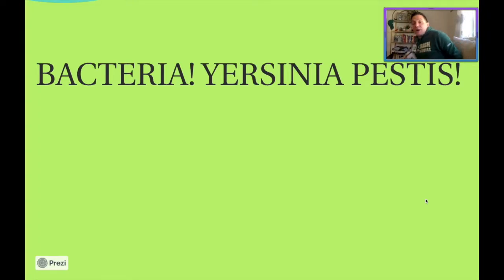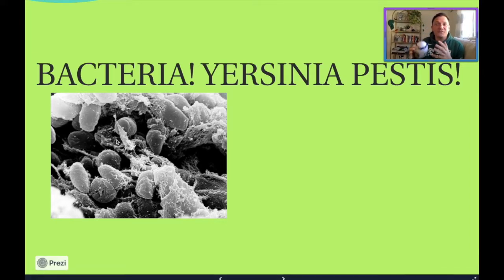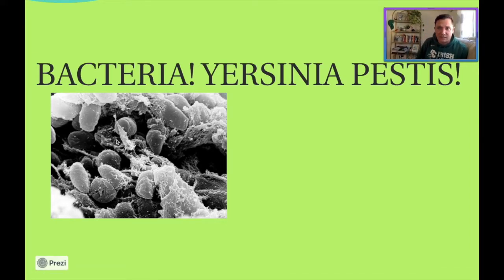The plague is caused by a bacterium known as Yersinia pestis. This bacteria is rod-shaped and very gross, and it is very different from the virus that caused COVID-19, because they interact with human cells in very distinctively different ways. So let's focus in on that really quick.